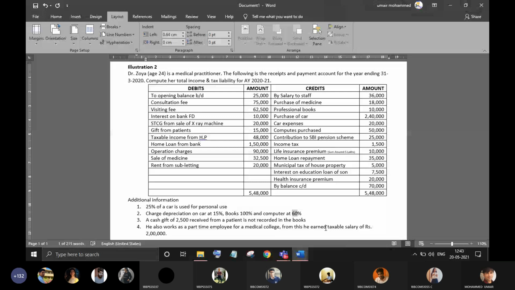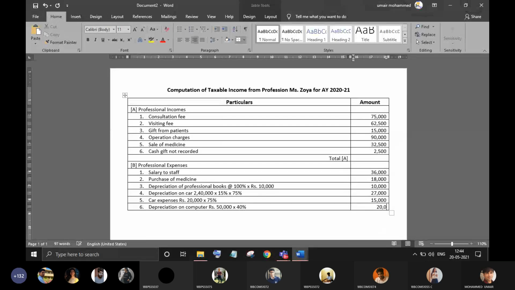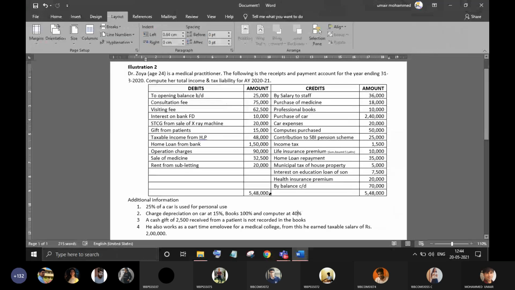Same thing, so it will be 40%. So the value of computer is 50,000 into 40%. Next, contribution towards SBI pension scheme. This has nothing to do with profession. Also a capital expenditure.